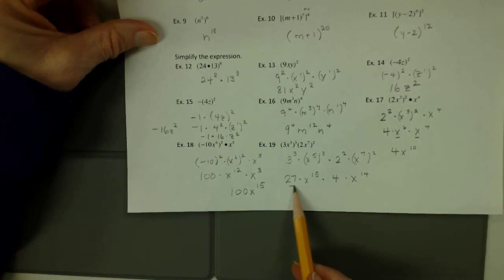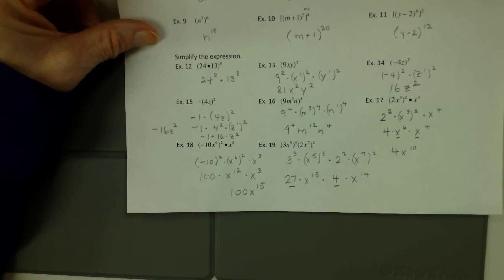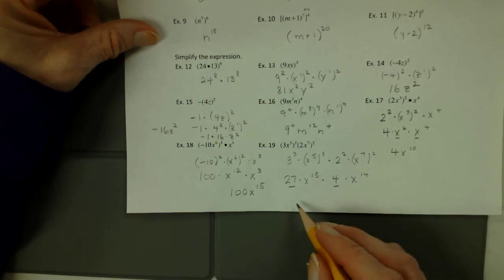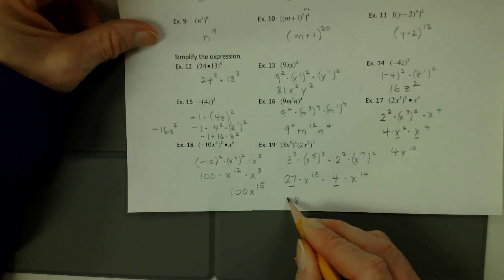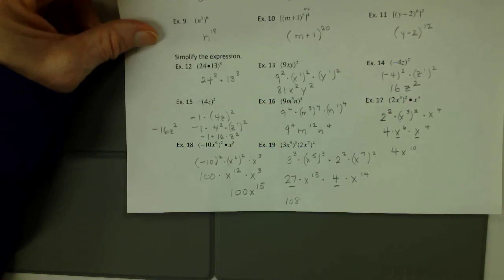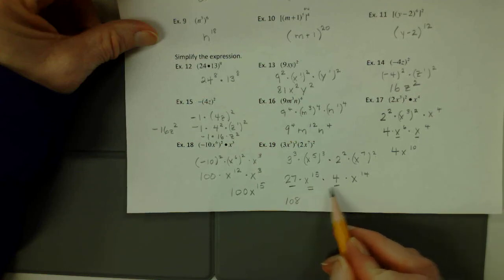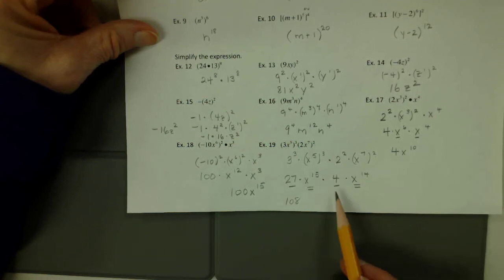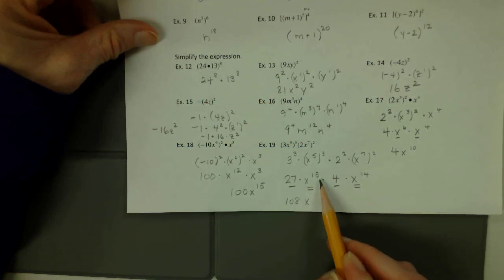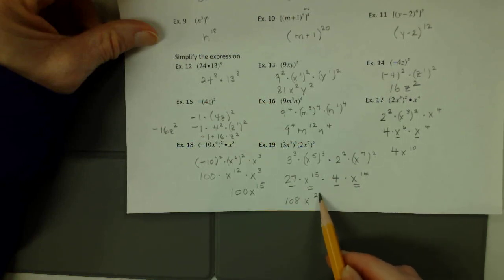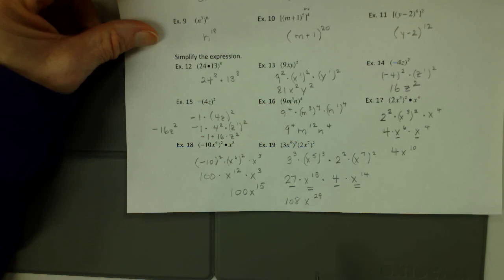Okay, I've got two numbers here, 27 times 4, we can do that. 27 times 4 would be what? 108, is that right? Okay, and then I've got an x to the 15th times an x to the 14th. They have the same base, so when they have the same base, the base stays the same, and I add exponents. I'm going to say my final answer is 108x to the 29th.